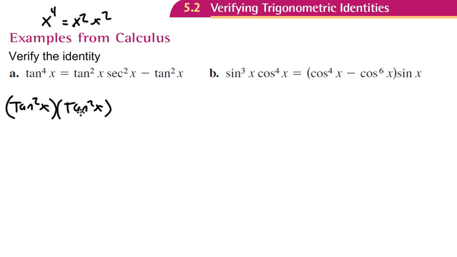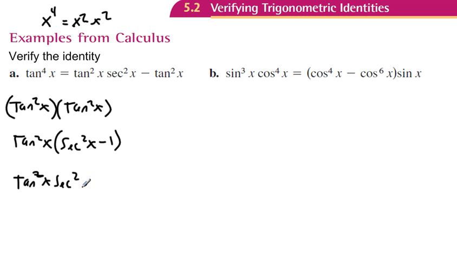Now, I'm going to leave one tangent squared alone, and I'm going to replace the other tangent squared with our Pythagorean identity, which is secant squared minus 1. And if I now multiply this through, tangent squared times secant squared is tangent squared of x times secant squared of x, and then minus tangent squared times 1 is tangent squared of x, and that's the same as the right side right there.